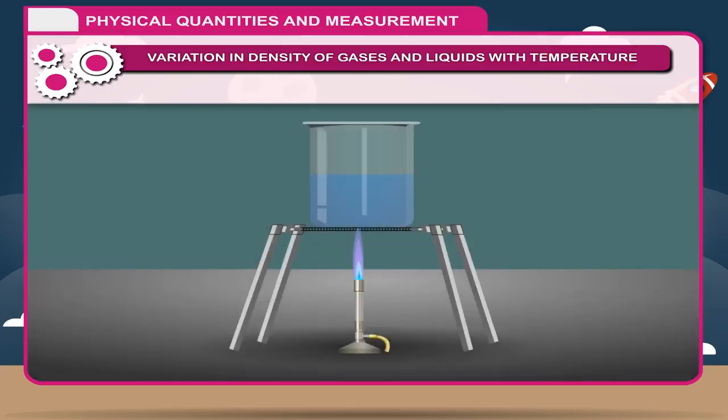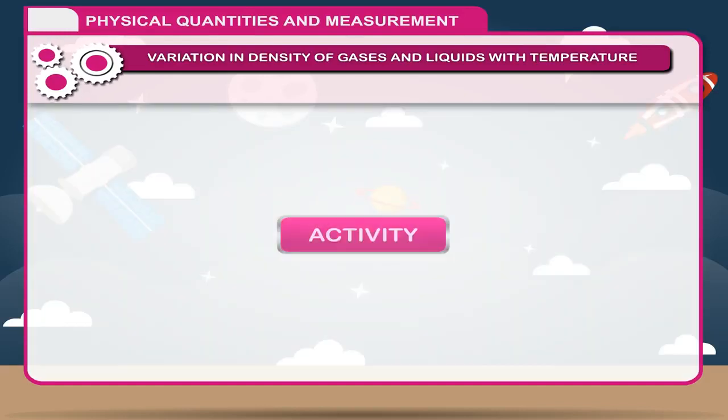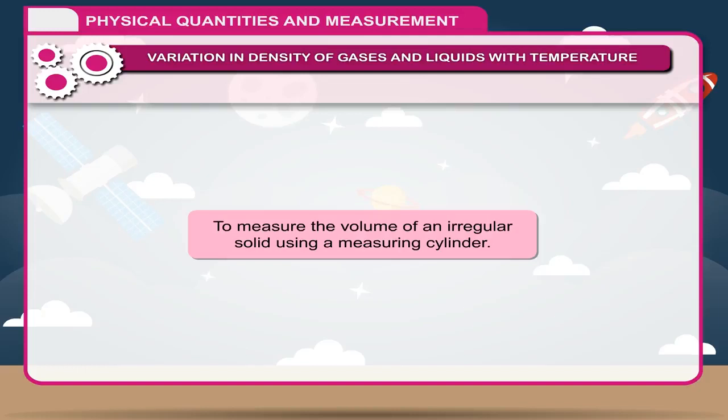When a liquid is heated, it expands and its density decreases. The warmer liquid, being lighter, moves up, and the cooler liquid, being heavier, comes down to take its place. This liquid now gets heated, becomes less dense, and again moves up. Thus, a convection current is set up. This process continues. Activity: to measure the volume of an irregular solid using a measuring cylinder.